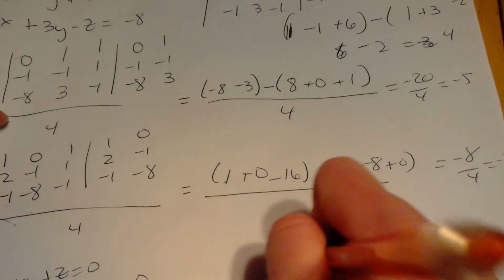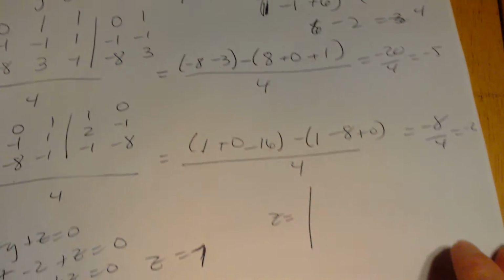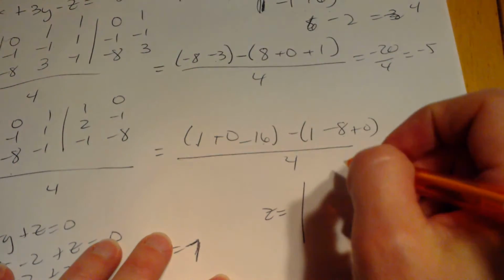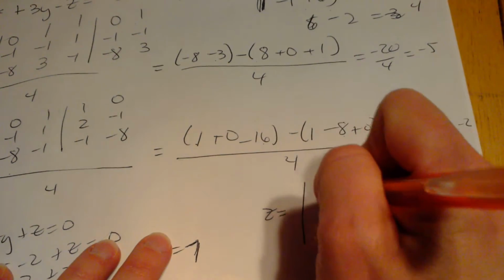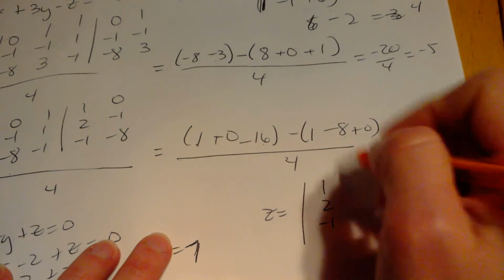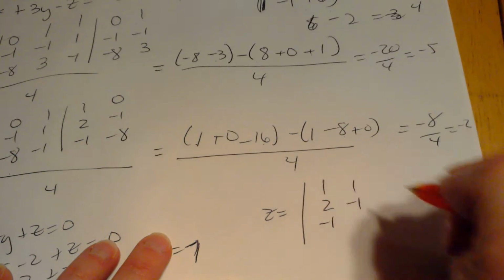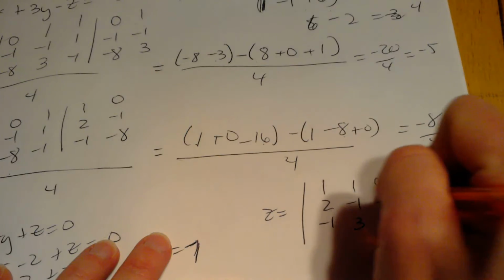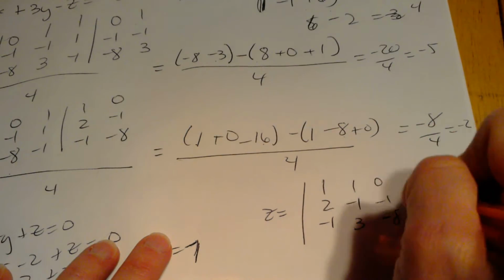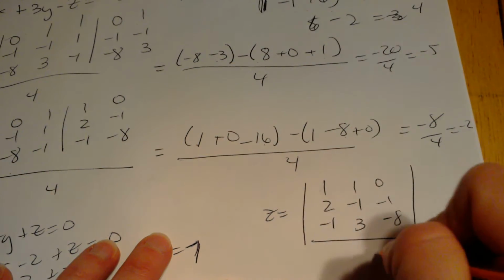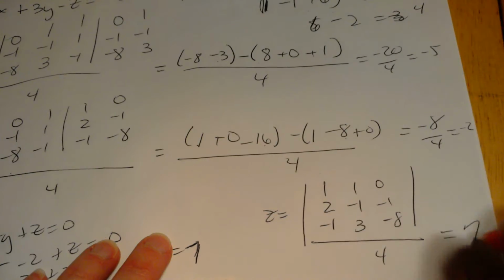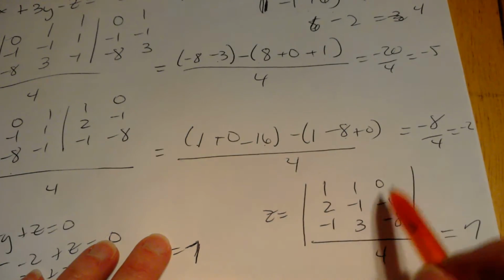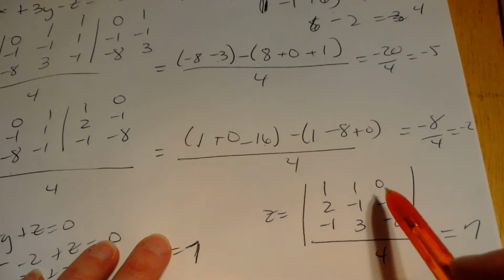I'll show you how to set it up. Or I could set it up and say we're going to use the first 2 columns as they were. Negative 3. And then plug in our solutions for the last column. And divide by 4. And that should also give me 7. Okay, we'd rewrite the first 2 columns and do the same thing.